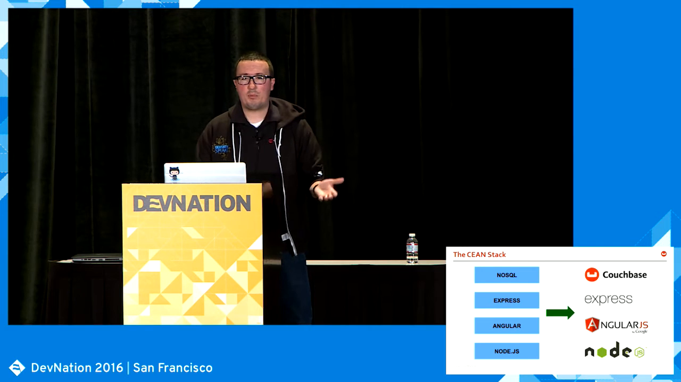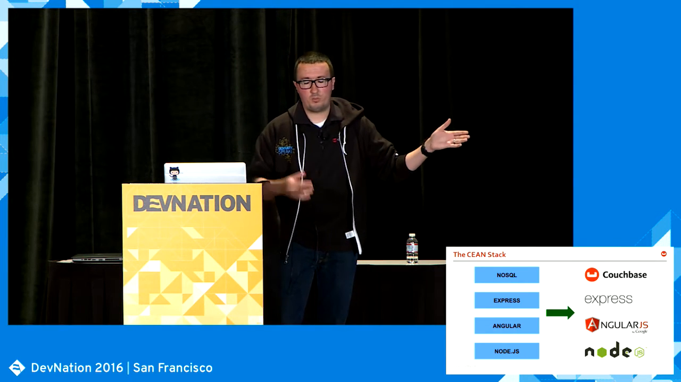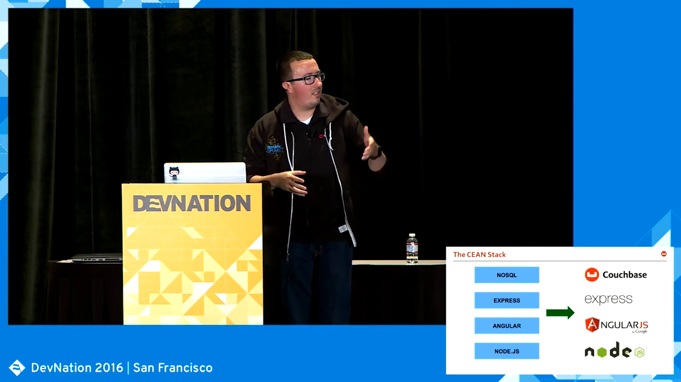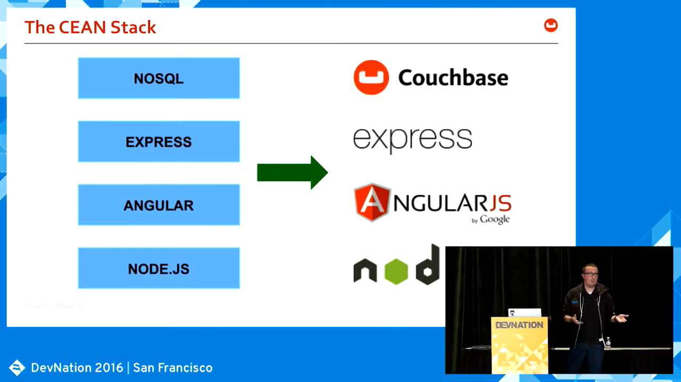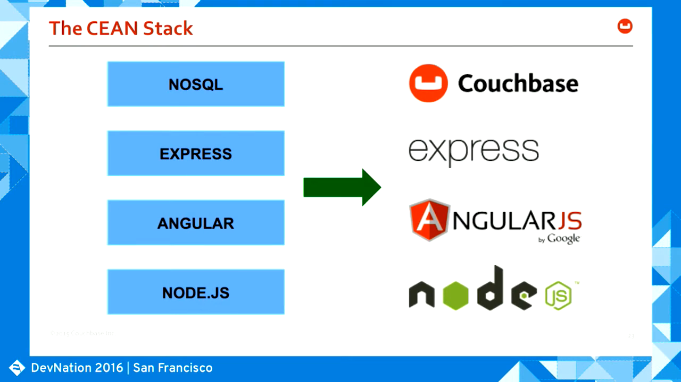But that app that I showed you, as far as our stack goes on the left that I showed you previously, we're actually using Couchbase in it. This stack is often referred to as the CEAN stack by us internally. I've also heard other people call it the Chain stack or the Cena stack, like John Cena. But we're more familiar with it as the CEAN stack.